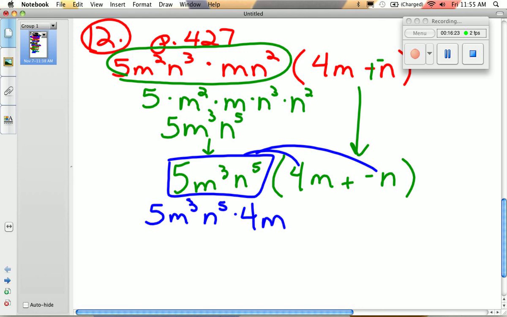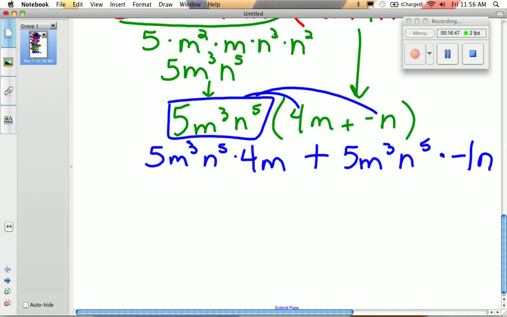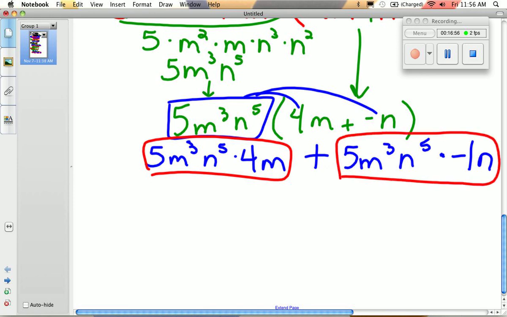That's our first term, plus 5m cubed n to the fifth times negative. What number do you think we should stick in there behind that negative sign? 1. Let's make that a negative 1. We've got to deal with that negative. Okay, now we have this multiplication to do, and we have this multiplication to do. Go ahead and do those and see what ends up happening.